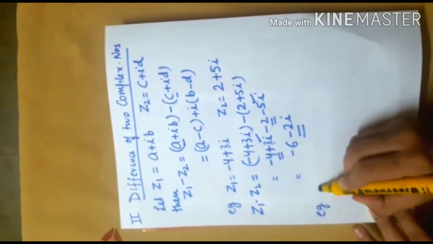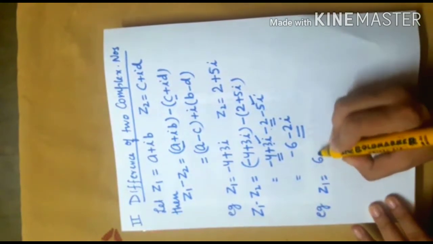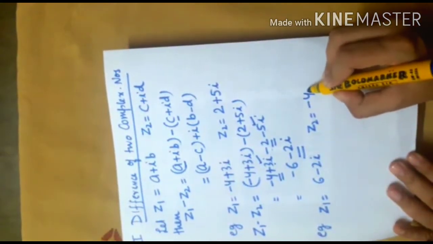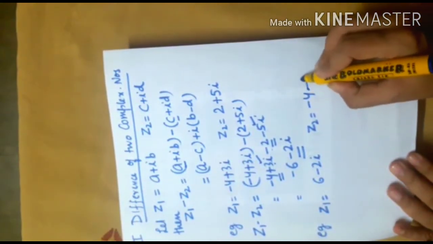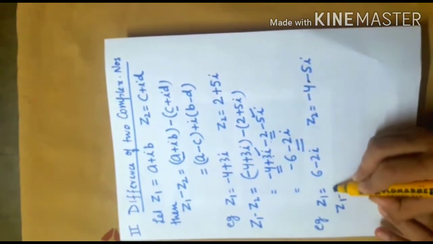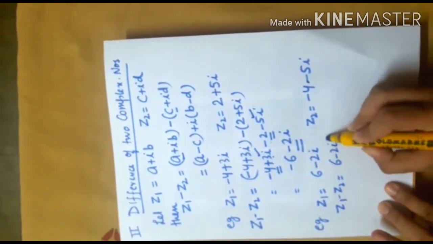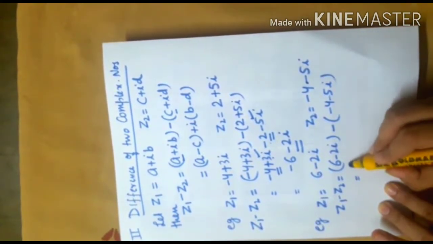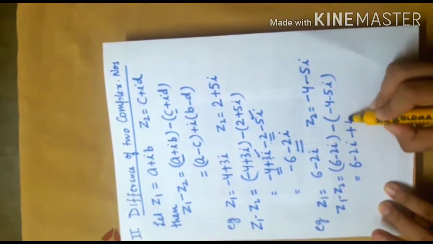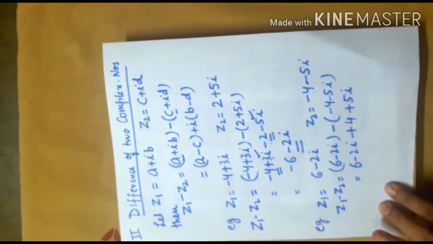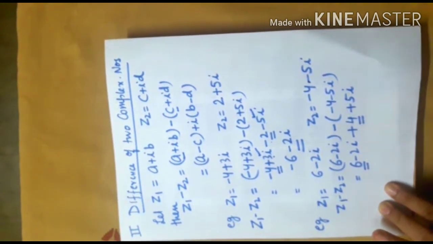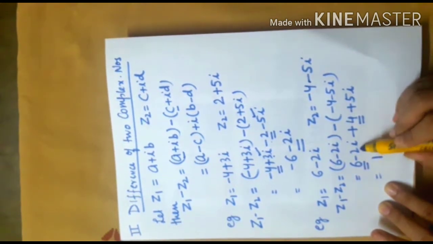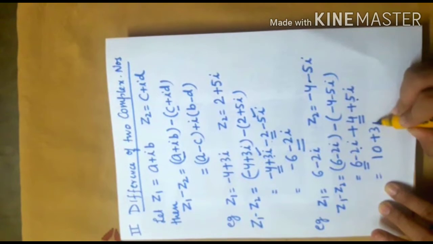Let's take another example. z1 is 6 minus 2 iota, z2 is minus 4 minus 5 iota. So z1 minus z2, it's 6 minus 2 iota minus minus 4 minus 5 iota. So again I open the bracket, it will be plus 4 and plus 5 iota. Now combine the real parts. 6 plus 4 will give you 10, minus 2 iota plus 5 iota will give you 3 iota.